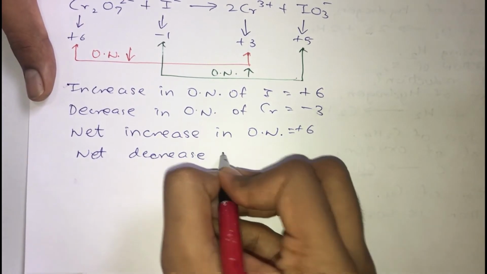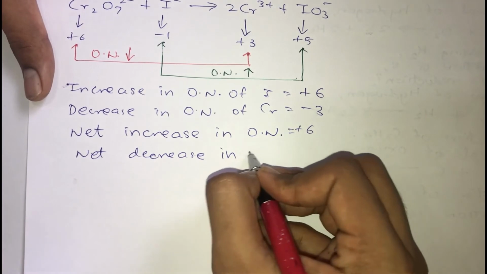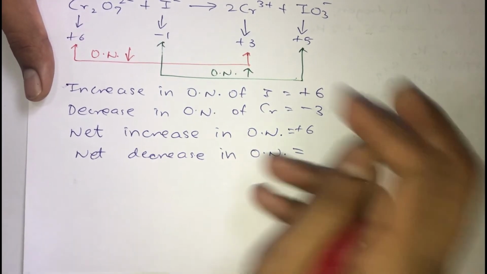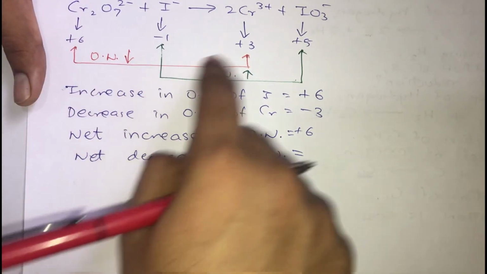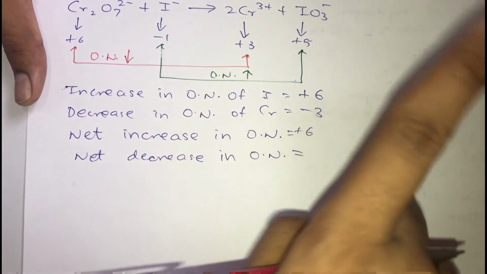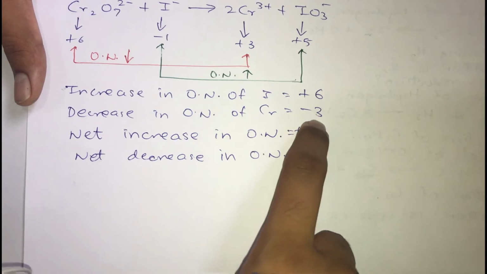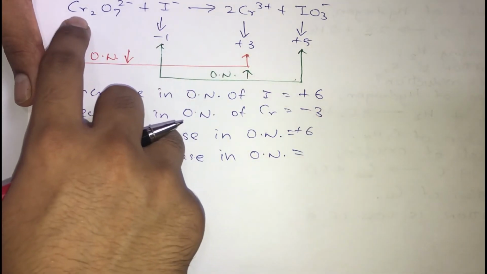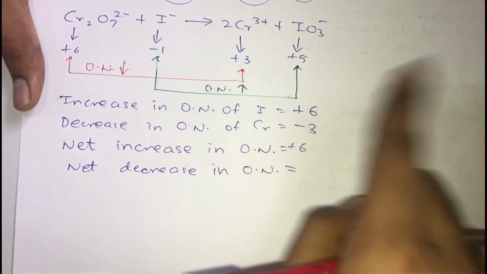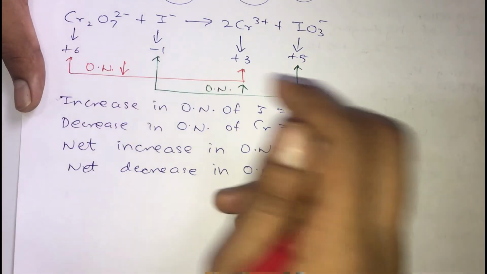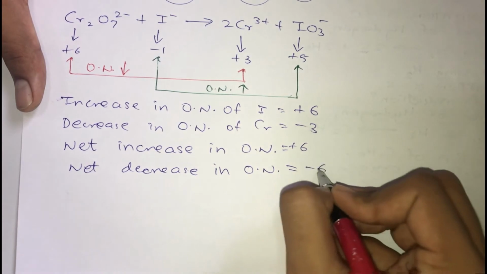Now the net decrease, my handwriting is becoming bad. Net decrease in oxidation number is how much? From +6 to +3, it is -3 for one atom. For one atom it is -3, but here if you see, we have 2 chromium atoms. This -3 is for one atom, whereas we have 2 chromium atoms, so -3 times 2, so it becomes -6.